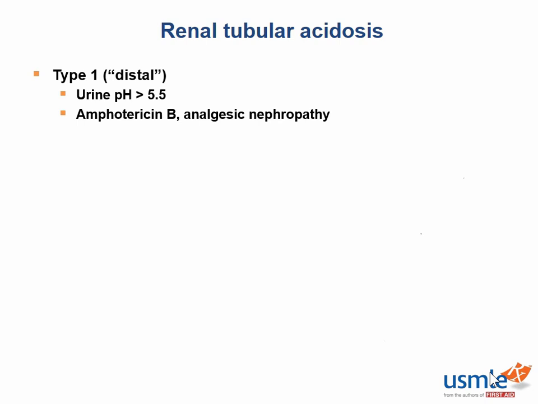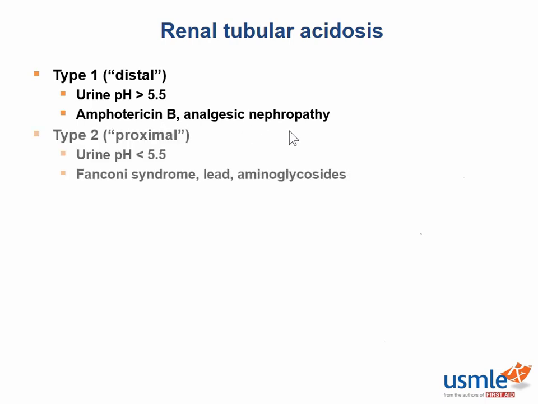There is also increased risk for kidney stones because the urine will have a higher pH, thus making it easier to precipitate calcium phosphate. Causes of type 1 RTA include amphotericin B toxicity and analgesic nephropathy.